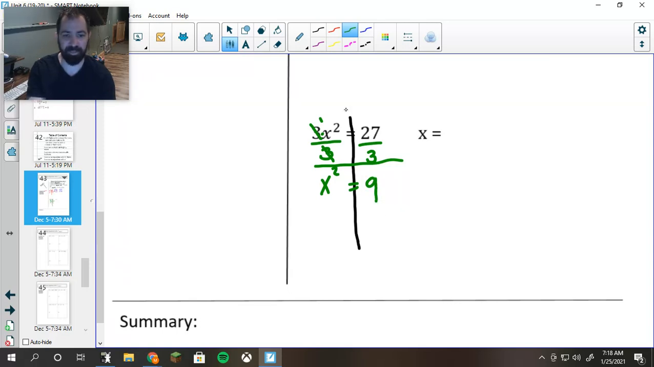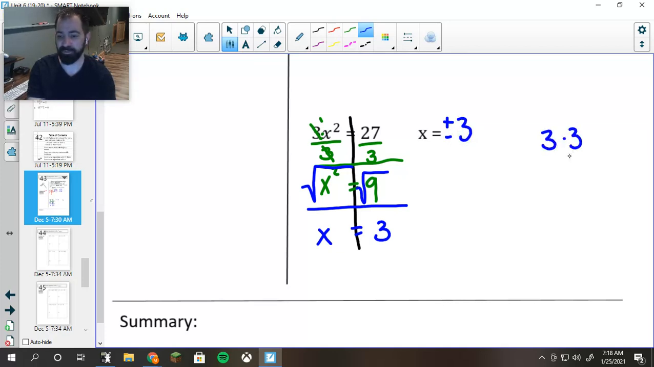All right, we got that x squared there. Need to get rid of the x squared. So how do we do that? Well, we take the square root of both sides. Square root of x squared is just x. Square root of 9 is 3, but remember, we need to always have our plus or minus 3. 3 times 3 is 9, but so is negative 3 times negative 3.